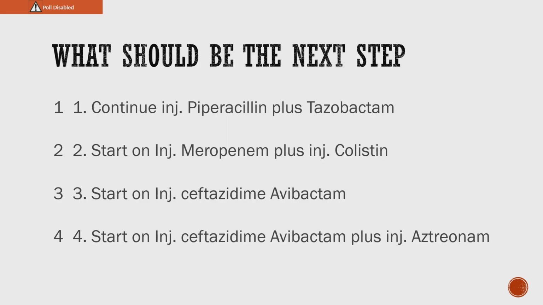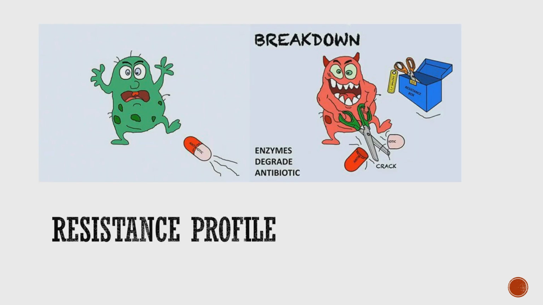So what should be the next step? What antibiotic should be used? There are a lot of options available. So how to select an appropriate antibiotic after getting the culture report, or how to select a definitive therapy? To start the definitive therapy, we have to understand the resistance pattern on the basis of the culture result.